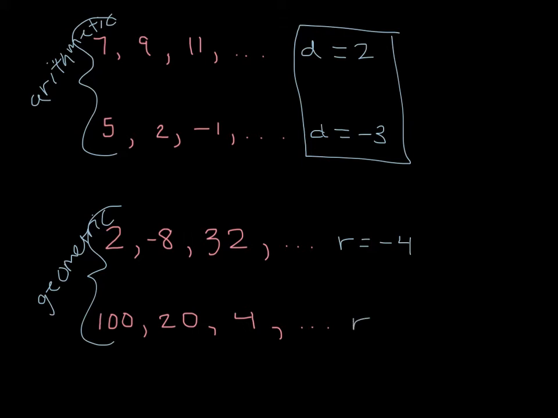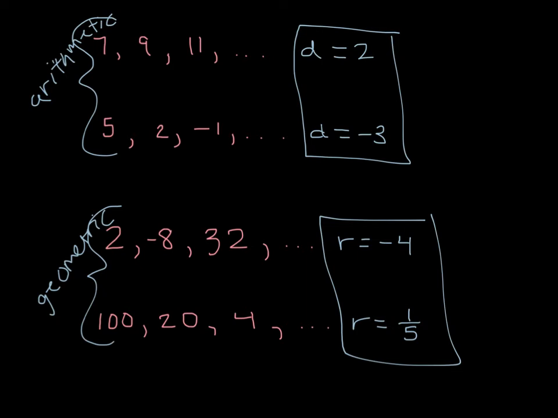Now, when we look at the second one, it's also geometric, and we're multiplying by the same thing each time to get the next term. But a lot of people want to say, oh, well, we divided by 5 to go from 100 to 20. We're not going to think about it as dividing by 5. We're going to think about it as multiplying by 1/5. And so again, the common ratio can be positive or negative, and it can also be a whole number, or it can be a fraction if we're dividing.